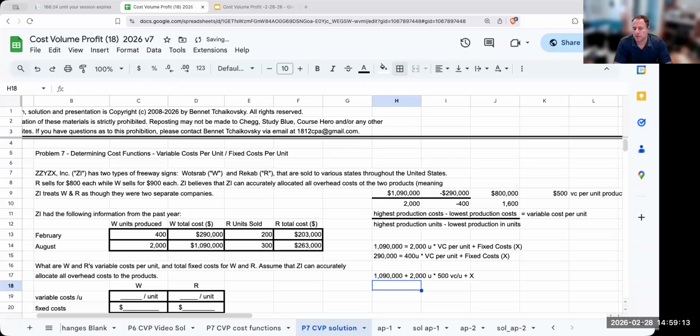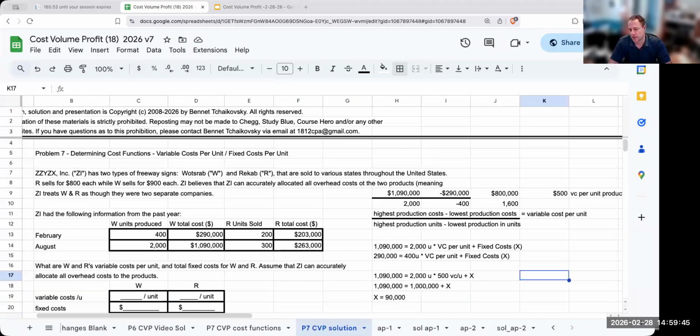So over here, 1,090,000 is going to be equal to $1 million, which is my total variable cost, plus X. So my fixed cost, or X, should be 90,000. Okay. So my fixed costs over here, for product W, should be 90,000.